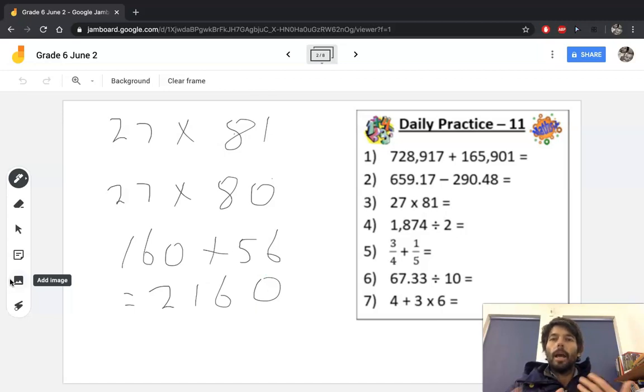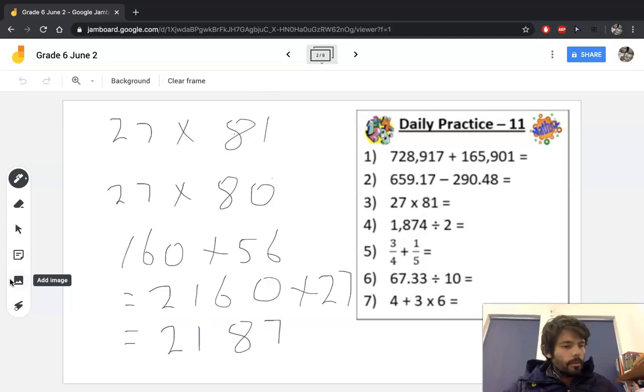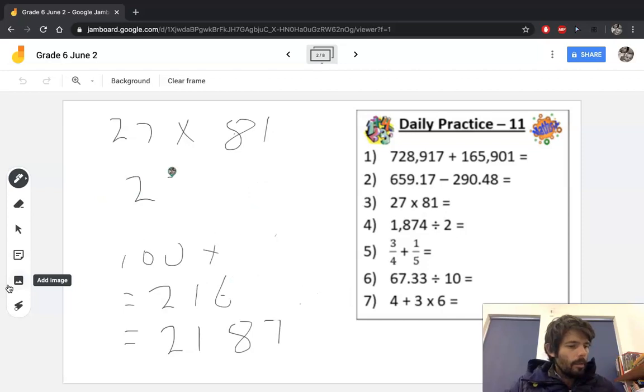I need to now add an additional group of 27. Here's the group of 27 I need to add, and that will give me a final answer of 2,187. You can go and check this by doing another method, okay? And let's have a look at how a column method would work.